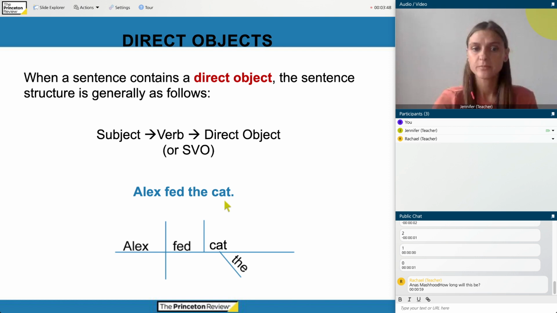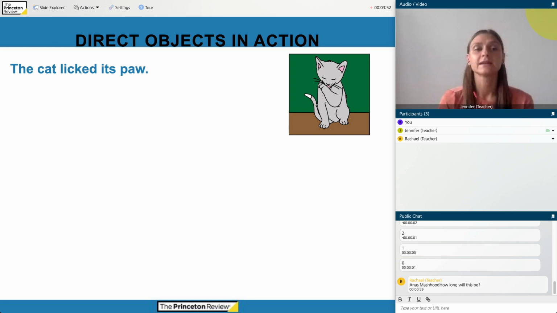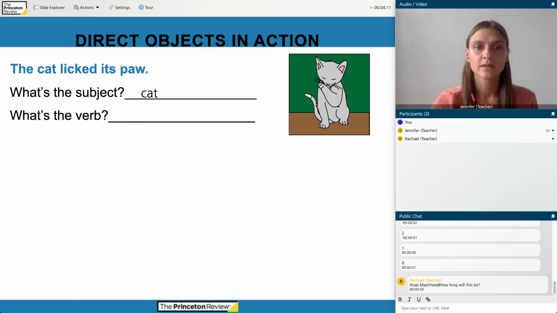Let's take a look at a few more examples. The cat licked its paw. You want to ask yourself a series of questions when you're trying to figure out what the direct object is. First, what's the subject? In this case, what's doing the action? The cat is doing the action here, so we can put cat. Next, what's the verb? What is the action in the sentence? In this case, we have licked. That's the verb.